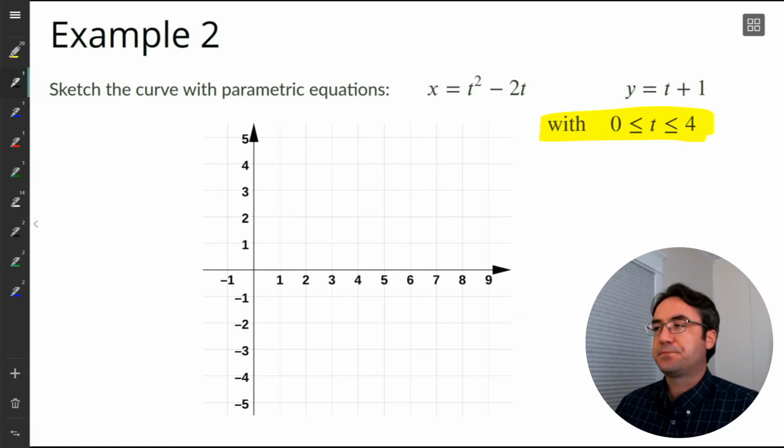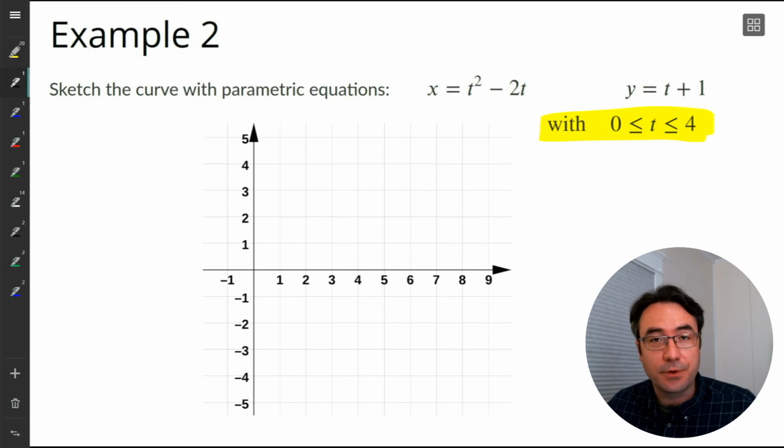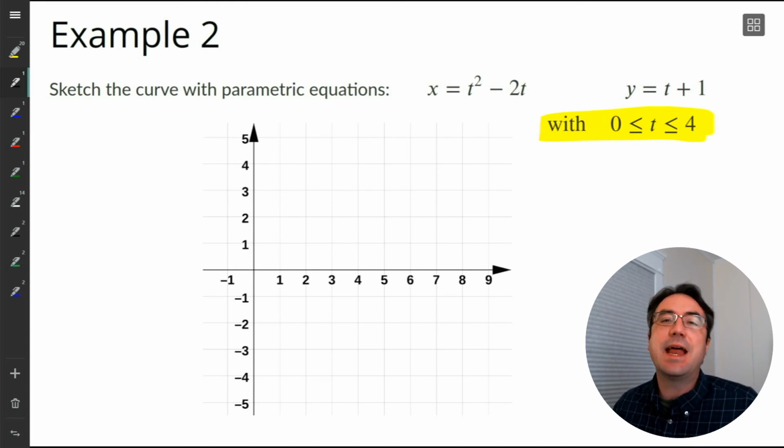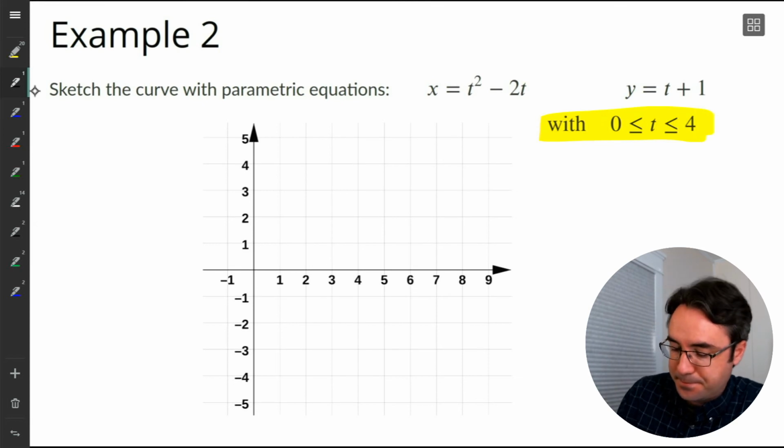And so when we have these intervals for time, we could think of the starting t value here as our initial point, or the starting point of our curve. And then we could think of the ending t value as giving us an ending point for our curve, or a terminal point.